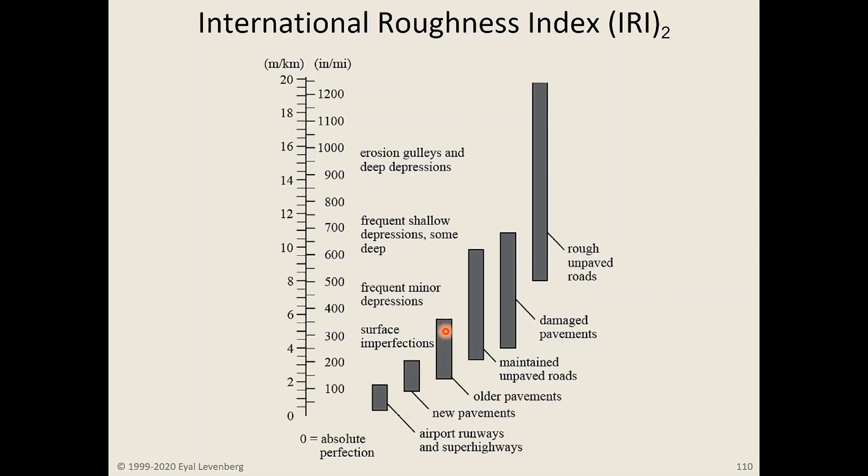As pavements get older, you get some surface imperfections, and that affects the IRI, and the value rises to somewhere around 3, 4, 5, 6 meters per kilometer. If you look at unmaintained paved roads and also severely damaged pavements, then the IRI climbs up to 10 meters per kilometer. And then rough unpaved roads, you can find IRI values as high as 20 meters per kilometer.